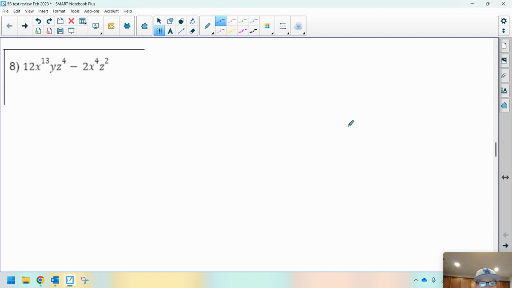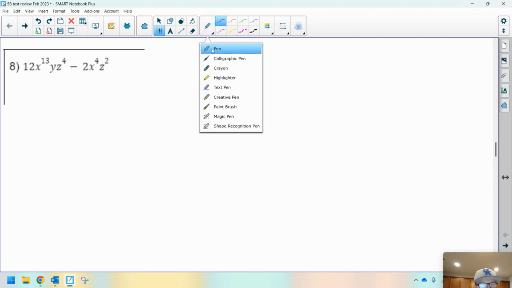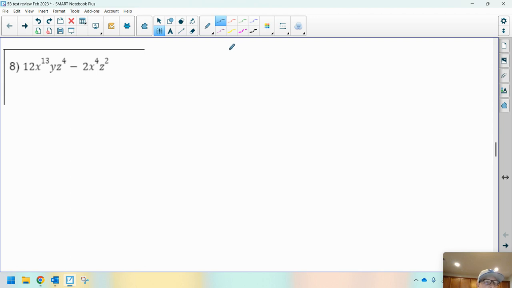All right, so we are factoring these out. So we have to find the greatest common factor of the numbers and also the greatest common factor of the letters, the exponents. So let's look at the numbers first.